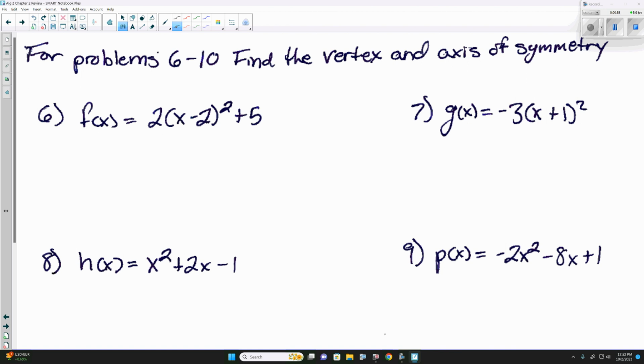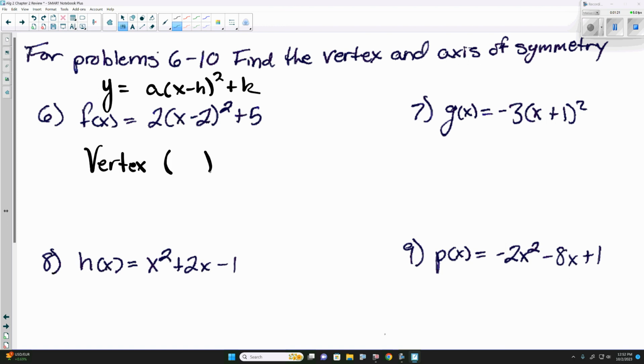Now, the first thing we're going to look at is 6 through 10. Now, we need to attach this with the correct form because it's asking for vertex and axis of symmetry. And these here will come in one of two forms, either in standard form or vertex form. And for problem number 6, it is in vertex form. So it matches up to this here.